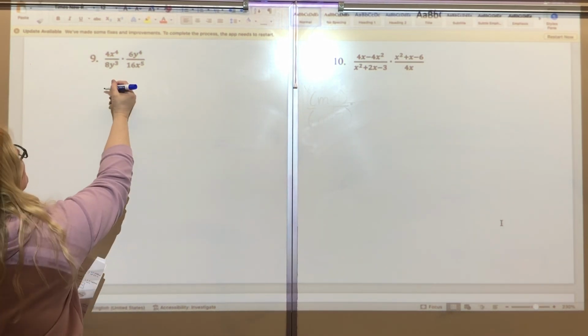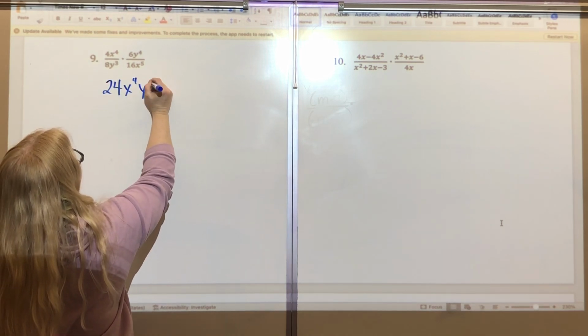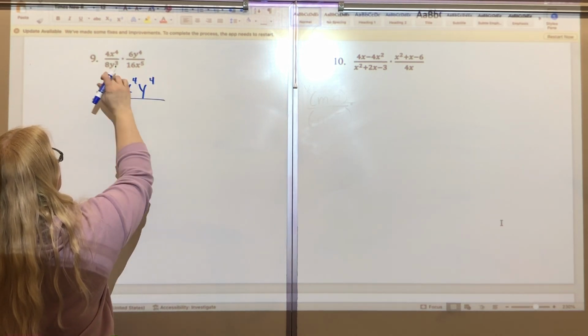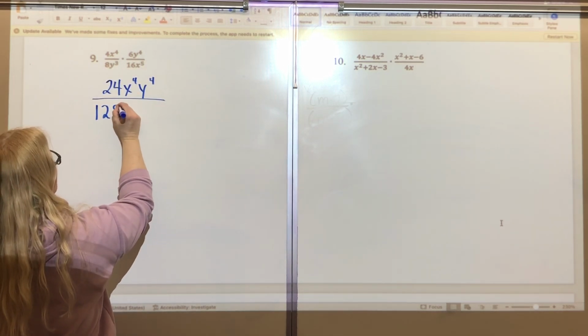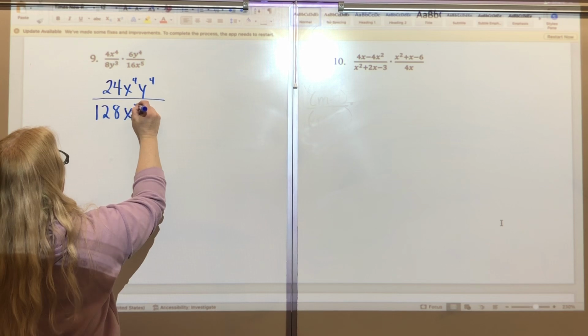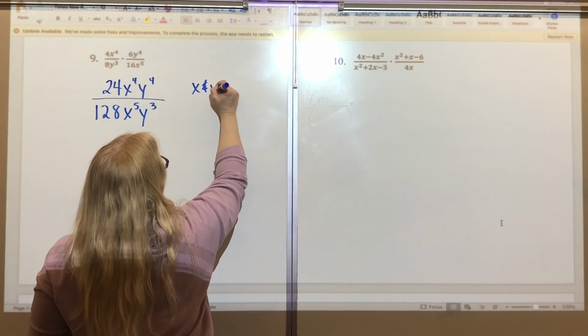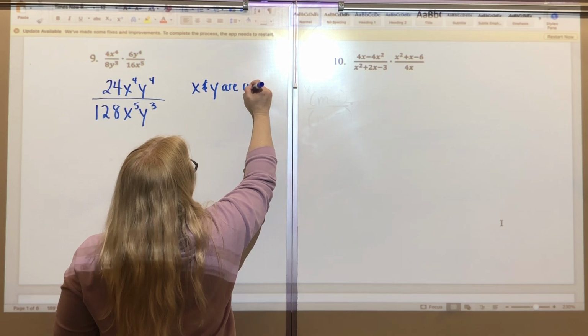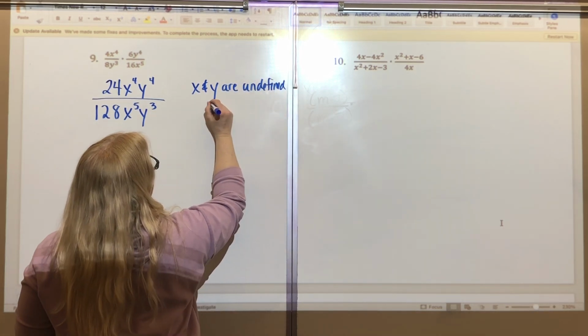So here we have 24x to the 4th, y to the 4th. And down here we have 8 times 16 is 128, x to the 5th, y to the 3rd. Now here x and y are undefined at 0, right? That makes my denominator 0.